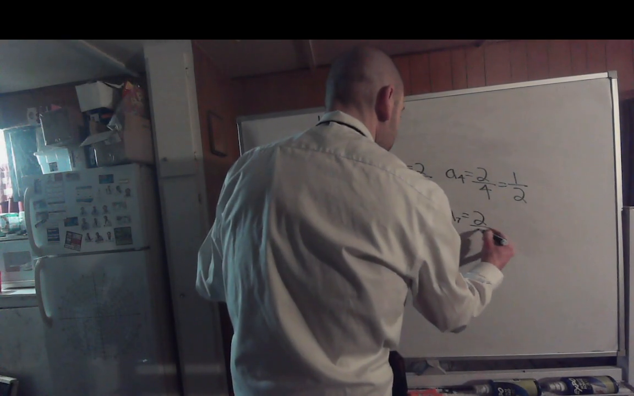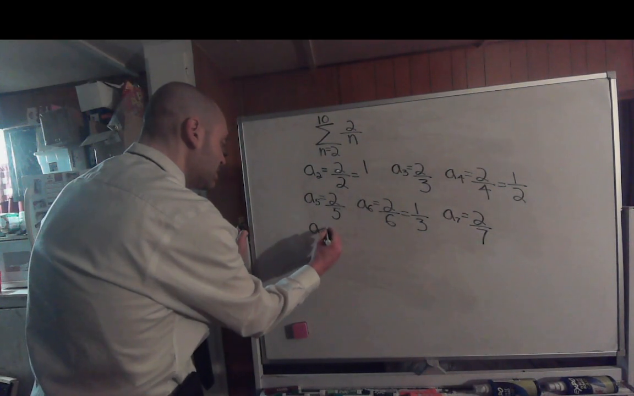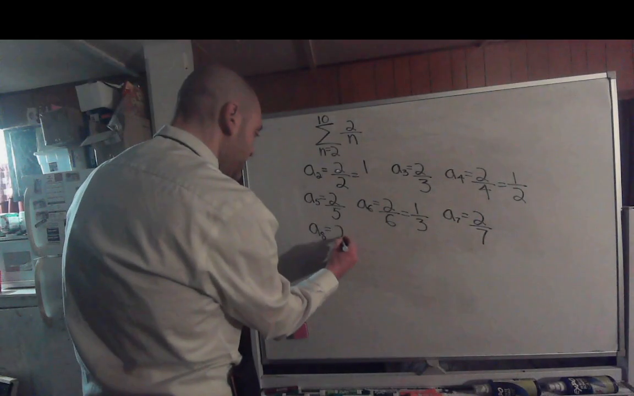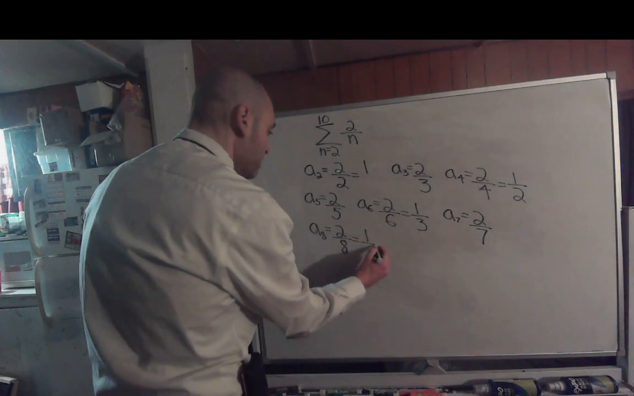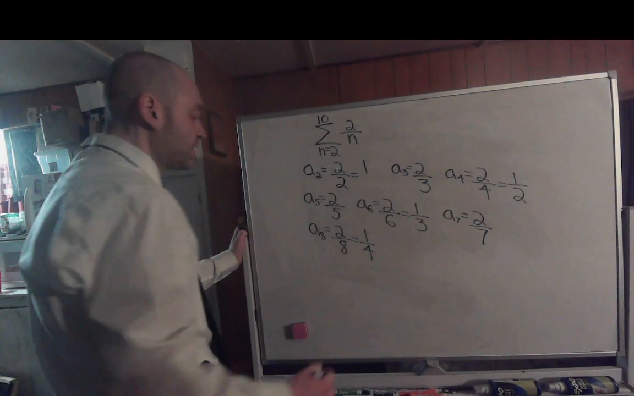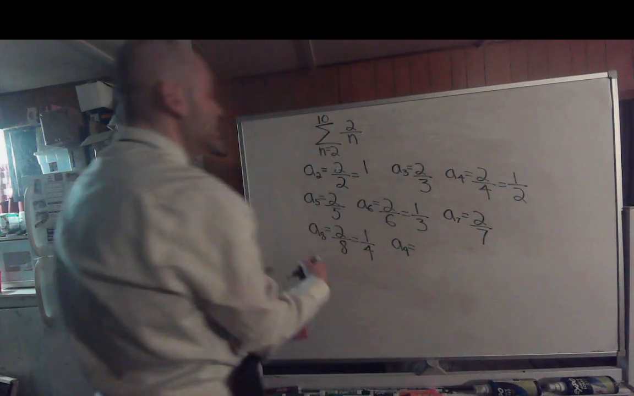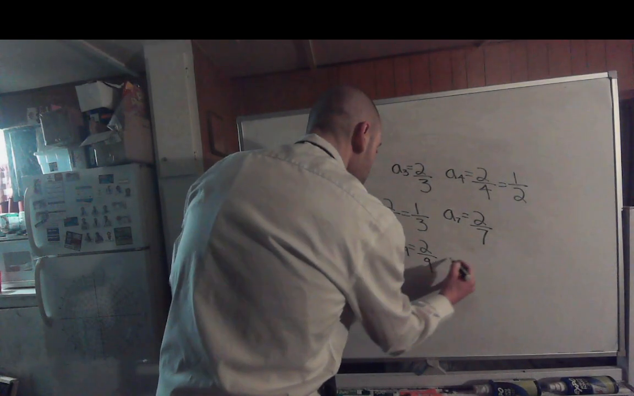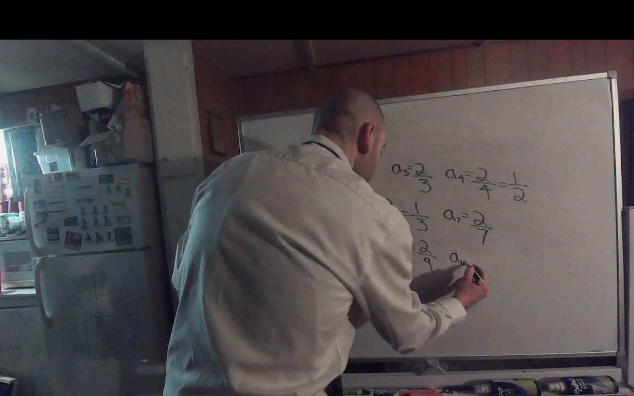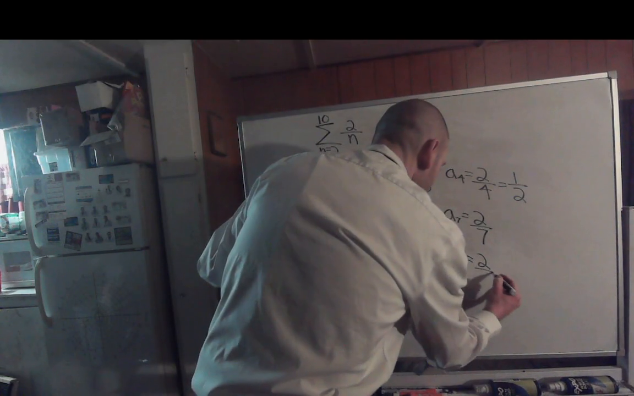That would end up being, of course, 2/7. Can't simplify that any further. Find the eighth term. Well, that would be 2 divided by 8, which would end up, of course, being 1/4. Find your ninth term, a sub 9, that's just simply going to end up being 2/9. Then find your 10th term. Well, that would be 2 divided by 10, which would be 1/5.